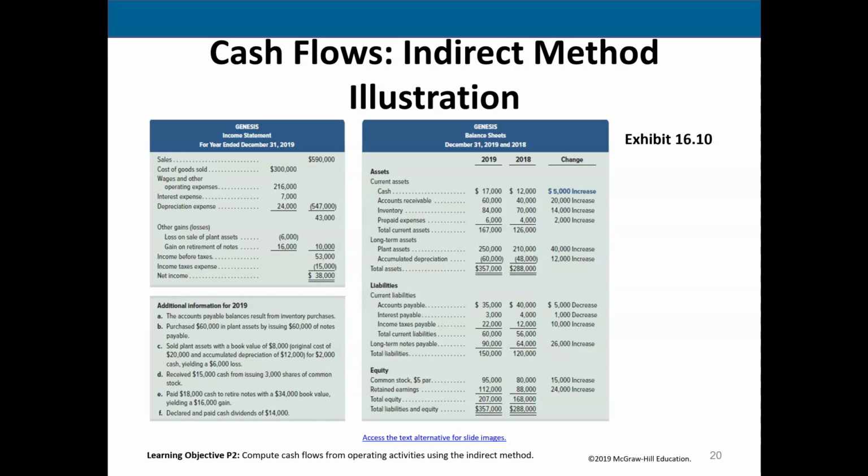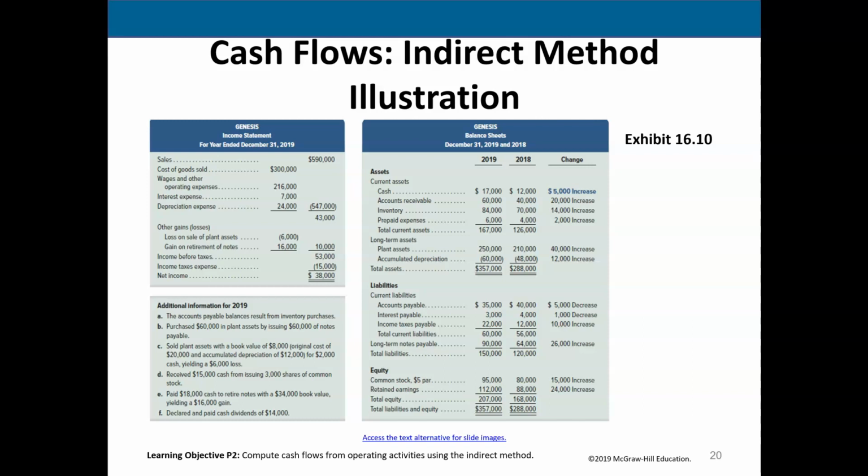Same thing with inventory. They started off the year with $70,000 and they ended the year with $84,000. That is a $14,000 increase. Okay, let's skip a little bit and go down to long-term assets. In 2018, we started with $210,000. We ended with $250,000. So that's a $40,000 increase in plant assets.